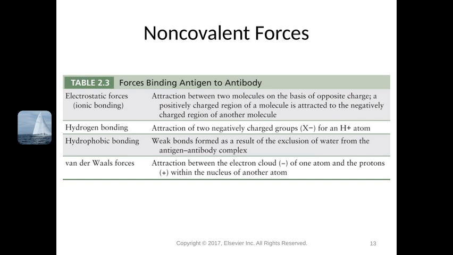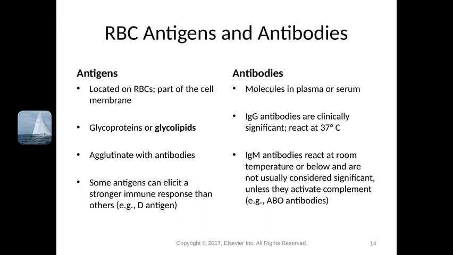So our red cell antigens and antibodies. Our antigens are on the red cell as a part of the membrane, so the glycoproteins or glycolipids, and they will agglutinate with antibodies, and some can elicit a stronger immune response than others. So D antigen is really immunogenic, and that's why we include it as part of the blood type and are part of our initial screening.